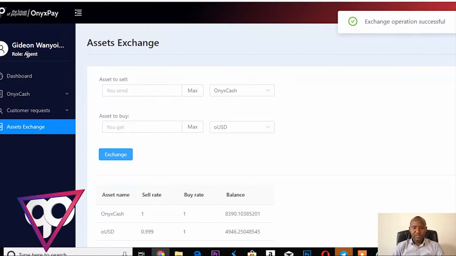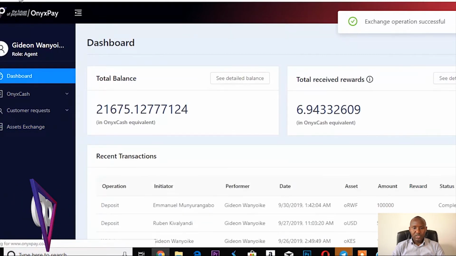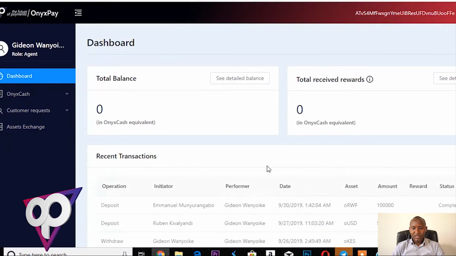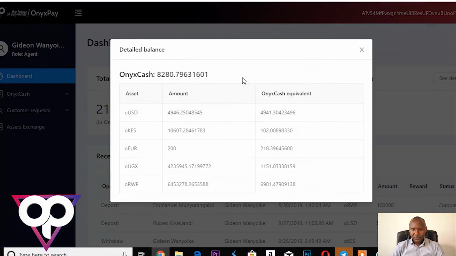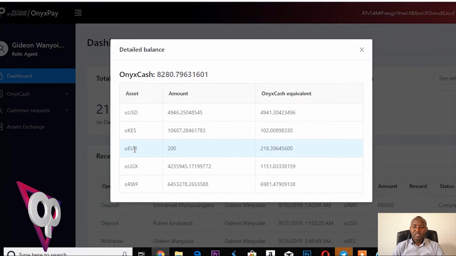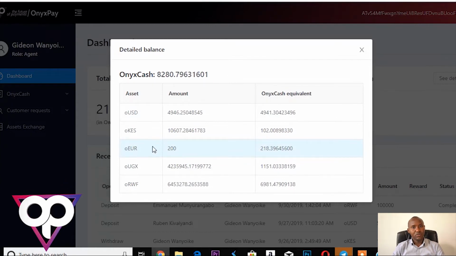Exchange operation successful. We can check our detailed balance here and see what happened. Remember, initially this account had 100 Onyx euro. Now it has 200 Onyx euro because we have bought an additional 100 Onyx euro. So this is the point I'm making.